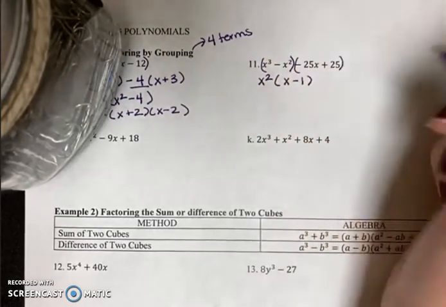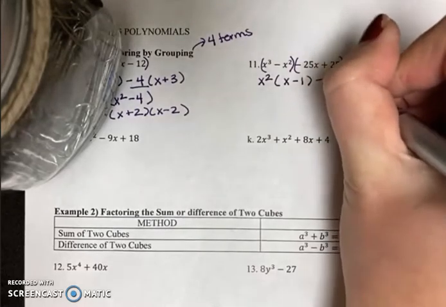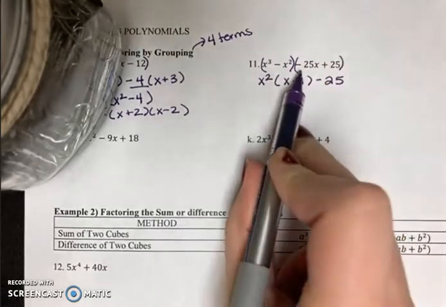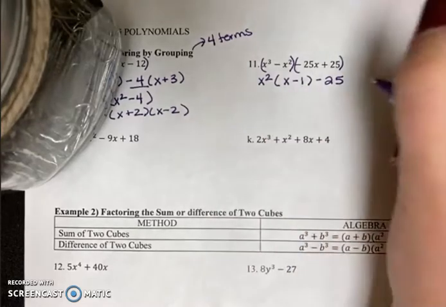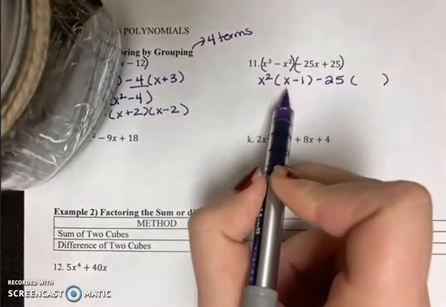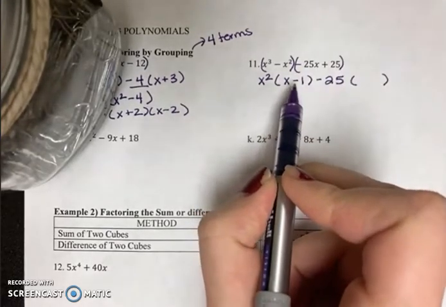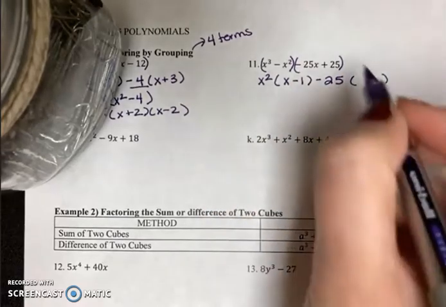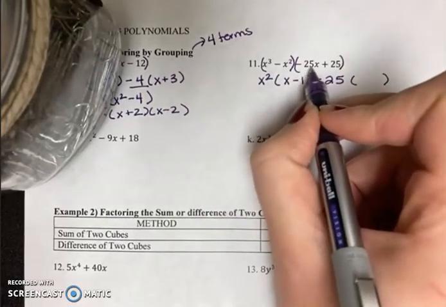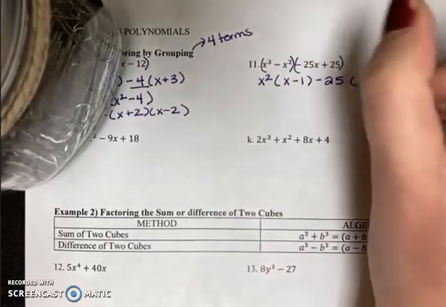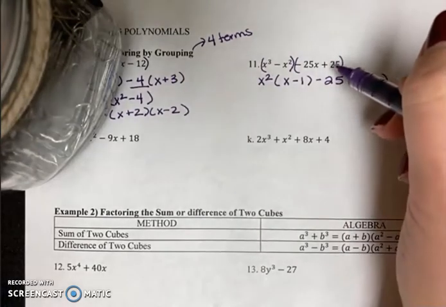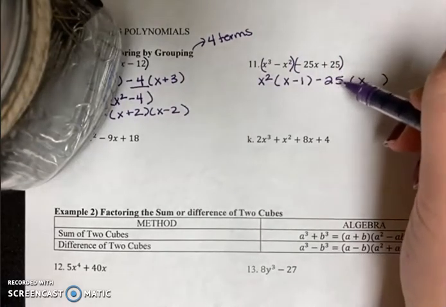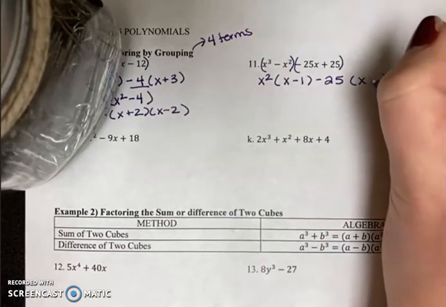The second 2 terms have a GCF of a negative 25. Now the reason why I'm pulling out that negative is because I need this parenthesis to look exactly the same as this. So this needs to be a positive x first. And in order to get a positive x, I had to pull out that negative 25. And notice how if I pull out a GCF of a negative 25, this now becomes a negative 1.